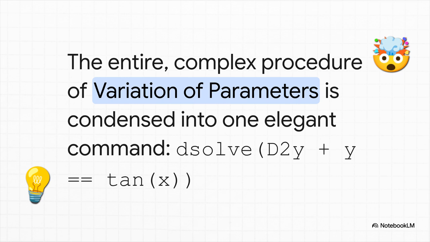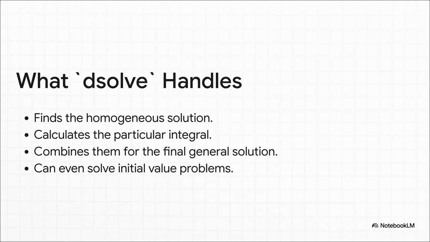It's incredible. And don't forget what's happening behind the scenes here. That one little command is doing all the heavy lifting for you. It's finding the homogeneous part, calculating the particular part with that tricky method, and then putting them all together. This saves so much time, and just as importantly, it massively reduces the chance for human error.